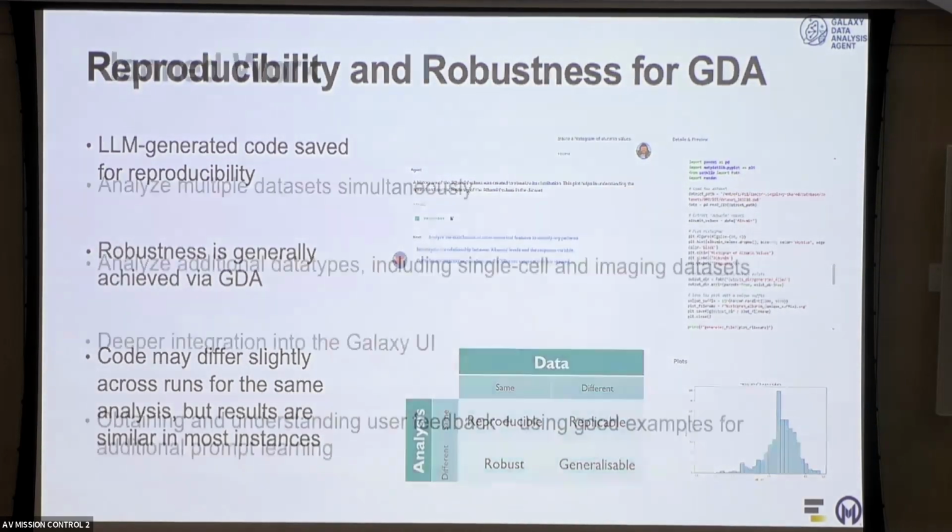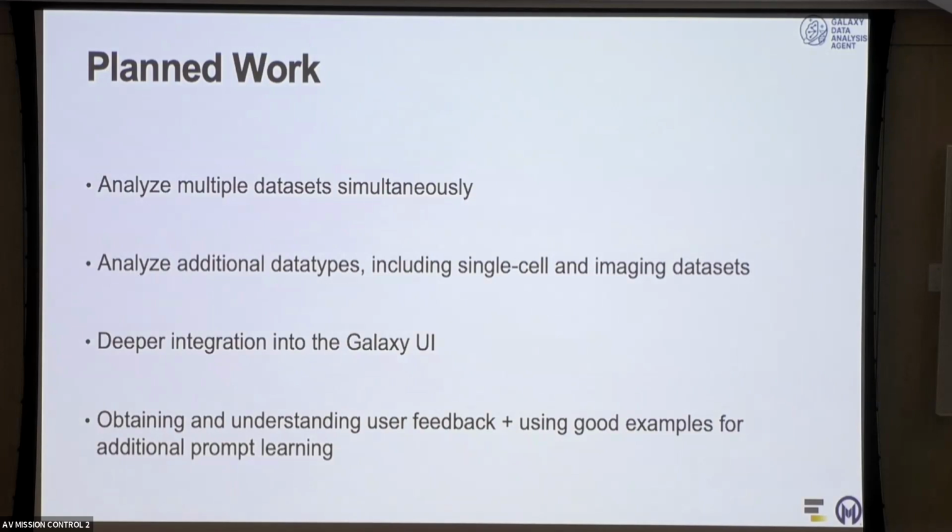So quickly to wrap up, as we think about where this agent goes in the future, it goes in several logical directions. Multiple data sets rather than a single data set, additional data types, especially single cell and imaging, are high on the list, and deeper integration with the Galaxy UI in a lot of ways.